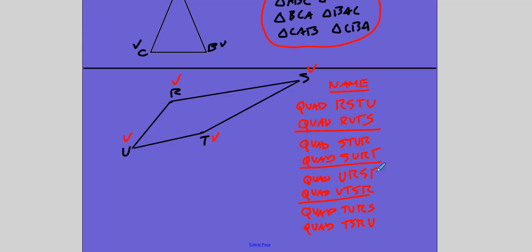There's actually 8 different ways using those 4 vertices that I could name this, and they're correct. So here's one that's not correct. If I went R, T, U, S, I'm naming the vertices out of order. You must go with consecutive vertices. That's not correct. When you start at a vertex, you must follow it around to consecutive vertices, either counterclockwise or clockwise.